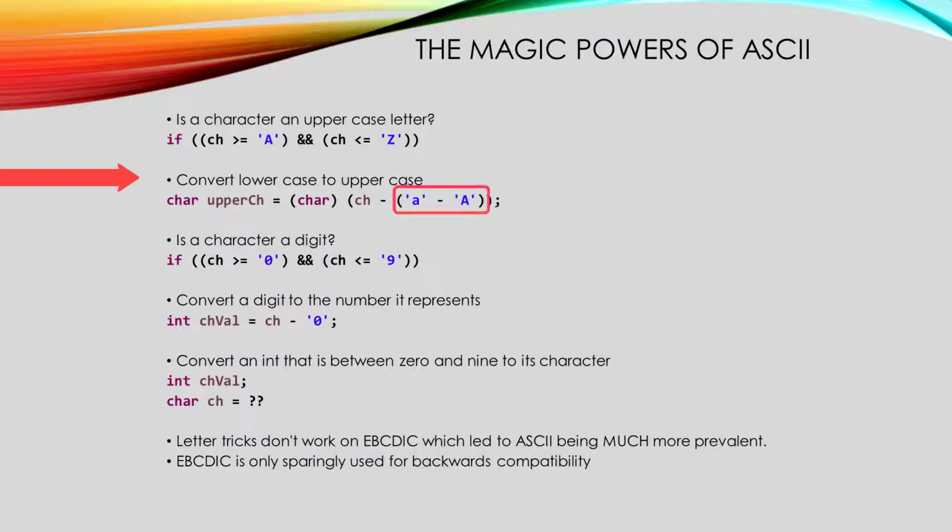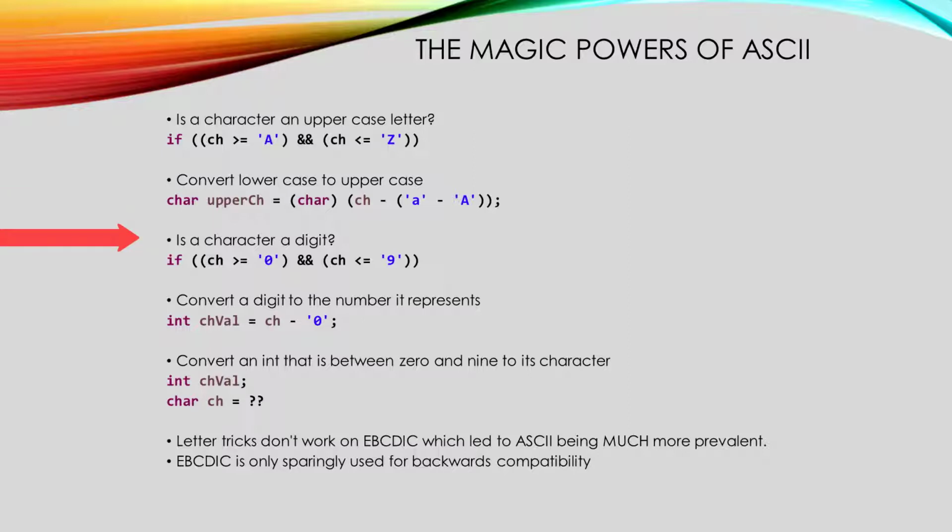With that, instead of memorizing the distance between the upper and lowercase letters, we can calculate it with lowercase a minus uppercase A. Subtracting that distance will take a lowercase letter and convert it to its uppercase equivalent. Alternatively, adding that distance to an uppercase letter will give you the lowercase equivalent.